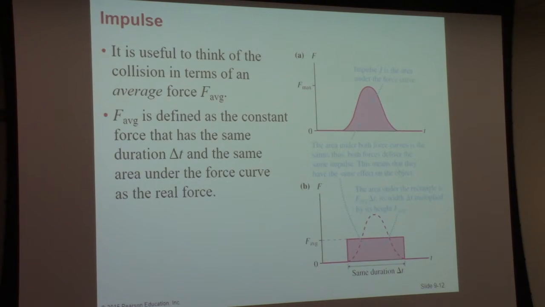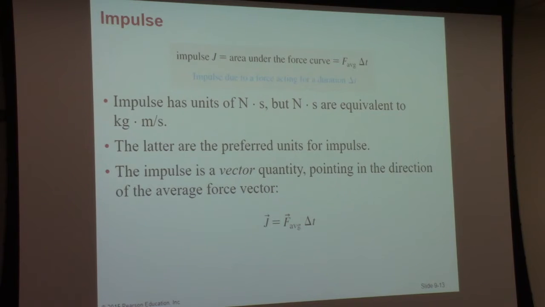So again, instead of actually being able to use calculus to calculate the change in momentum, we'll think about this as the average force over the same amount of time, though. So impulse, J, area under the curve, force times time. The units are newtons times seconds, but a newton times a second is the same thing as a kilogram meter per second. There's no other units, it's just newton seconds or kilogram meter per second, same exact thing. Okay. And it is a vector.